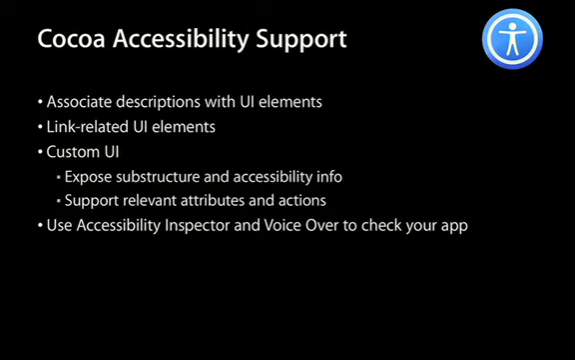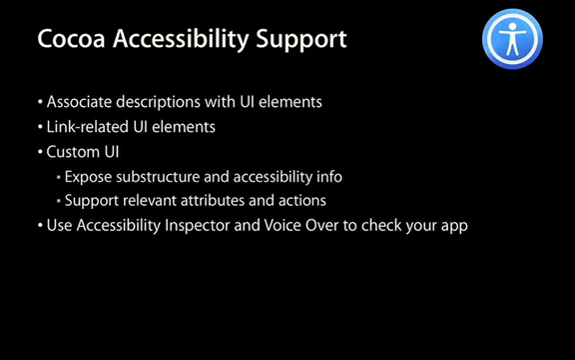Cocoa provides a model for accessibility, and all of the standard UI elements work with that model. In a lot of cases, all you need to do in your application is provide accessibility descriptions for all of your interface elements that explain exactly what their purpose is within your interface. You can also link related user interface elements together so that accessibility can make those relationships known to the user.